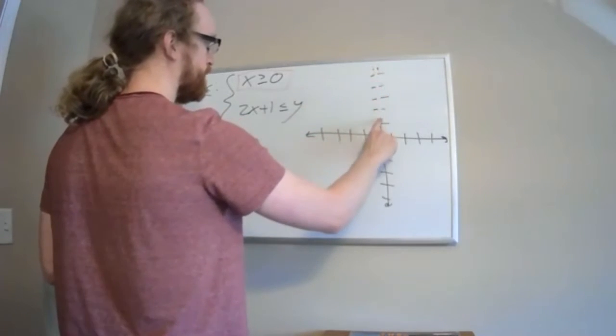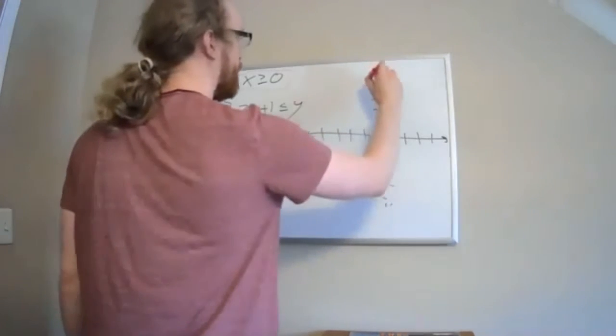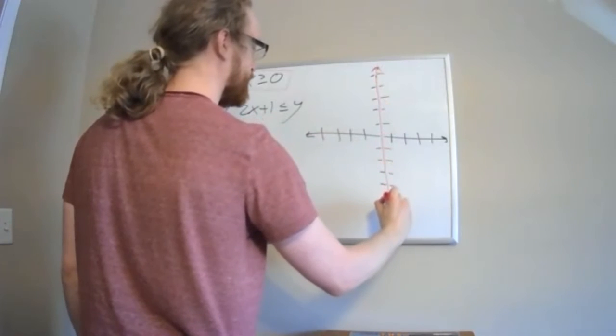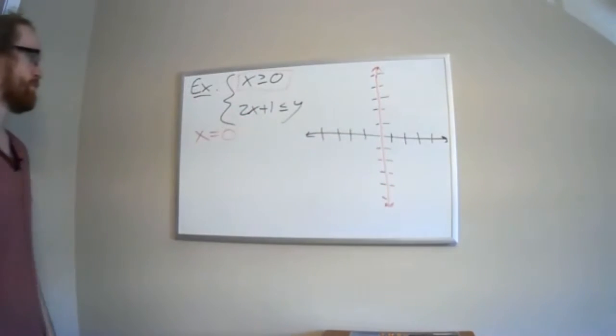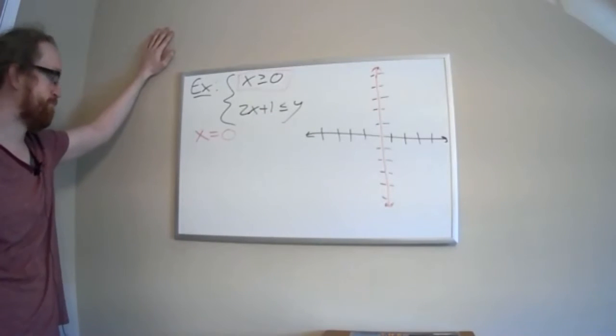So actually, I don't know if you guys can hear that squeak. The y-axis is going to be this line. So the x equals 0 is just the y-axis. So I graph it there in red.